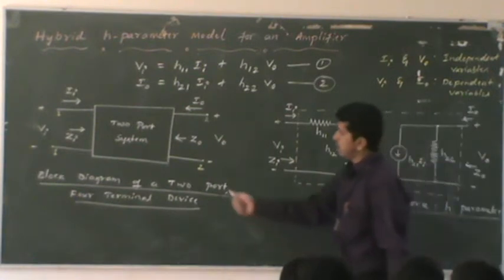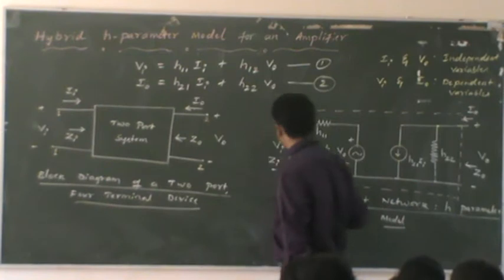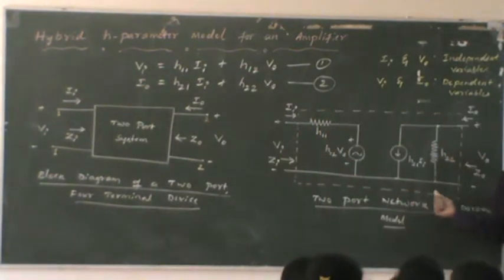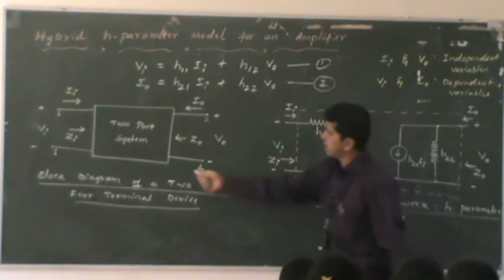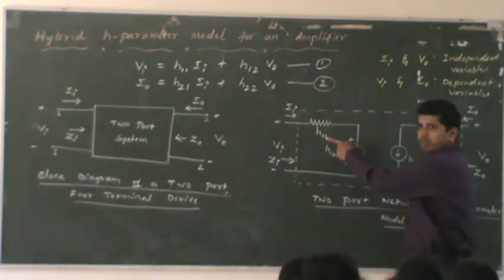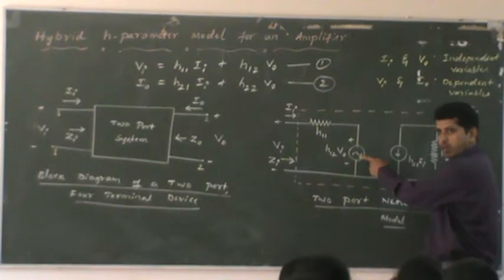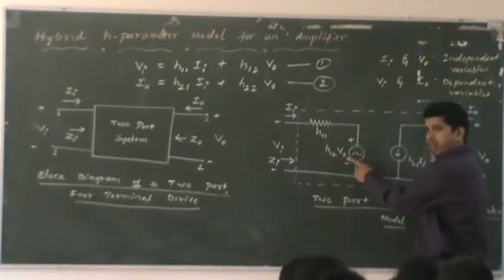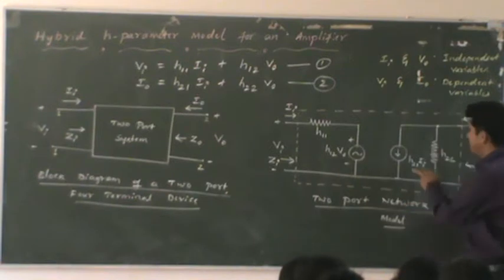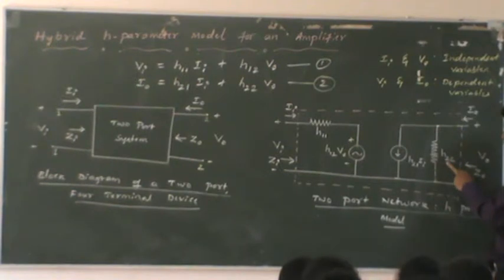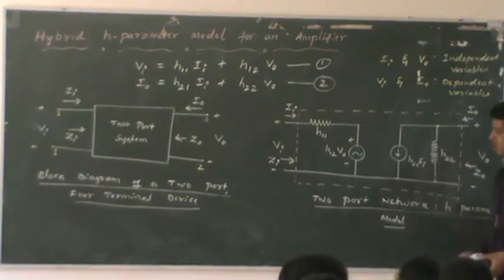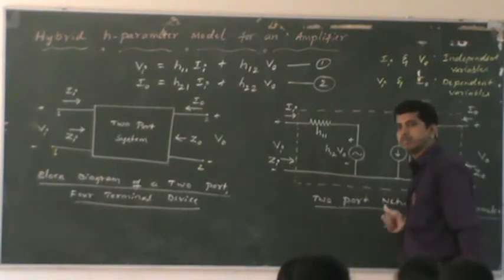You see that here we started with the block diagram, and here I have shown what is present inside the block diagram. Inside the block diagram you can see that there is a resistor H11 and there is a voltage source. This is a voltage source because it's H12 multiplied with V0. There is a current source at the output section, and there is admittance. If you multiply admittance with voltage, that gives you a current source. So that means you can model any 3-terminal device or 4-terminal device having these 4 parameters.